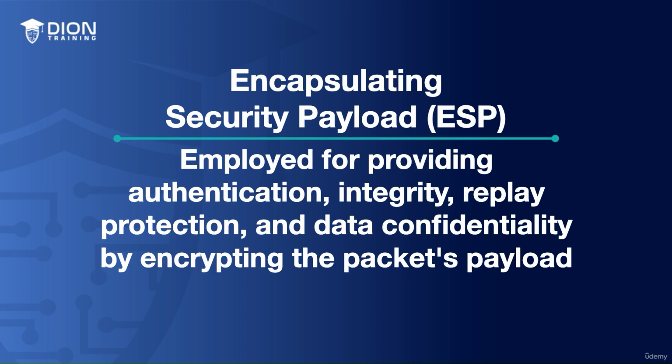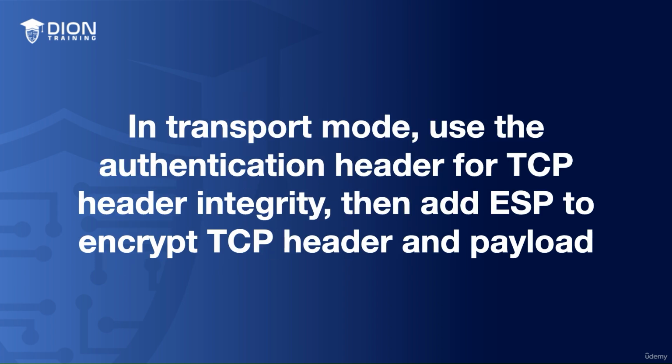Now, when we're using ESP, we're only protecting the confidentiality of the payload that's contained within the packet, not the headers themselves. So, if you're using transport mode, such as in a client-to-site VPN, you can use authentication headers to provide integrity for your TCP header, and then you can add ESP, or the encapsulating security payload, to be able to encrypt the TCP header and the data inside the payload. This does not encrypt the end-to-end header, so people outside your organization, though, will be able to see where the data is coming from and where it's going to, but they won't be able to read the data inside.